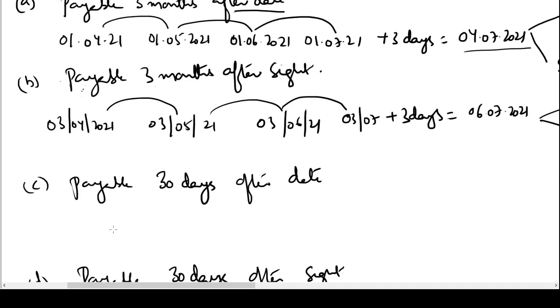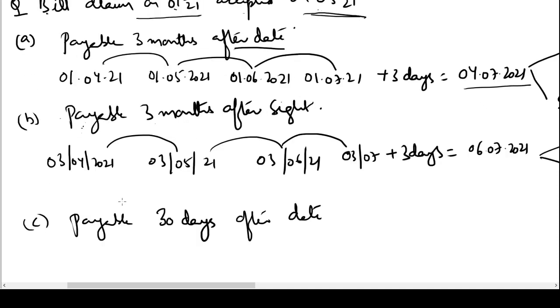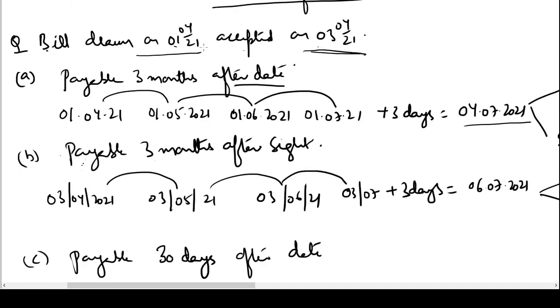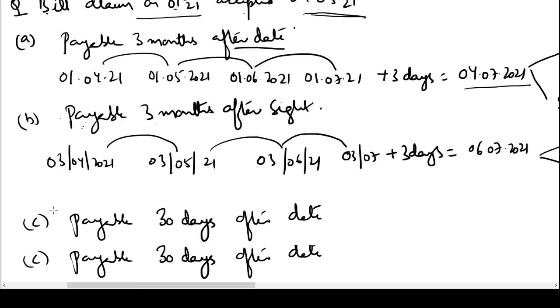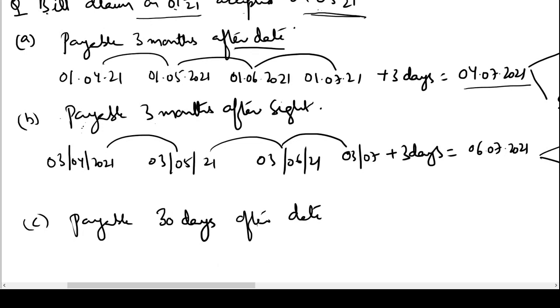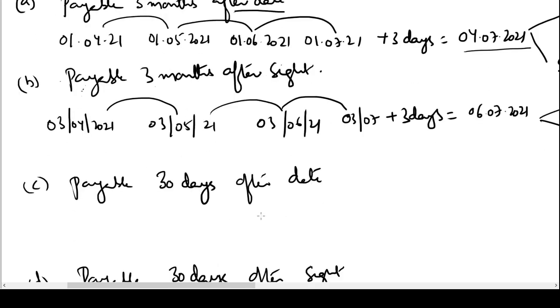Next situation. Payable 30 days after the date basis. So the bill is drawn on 1st April 21, accepted on 3rd April 21. The bill is payable 30 days after the date basis. Now 30 days after the date means again you have to start from the date of drawing of the bill, 1st April 21. Now we have to count 30 days. You have to exclude 1st April 21.